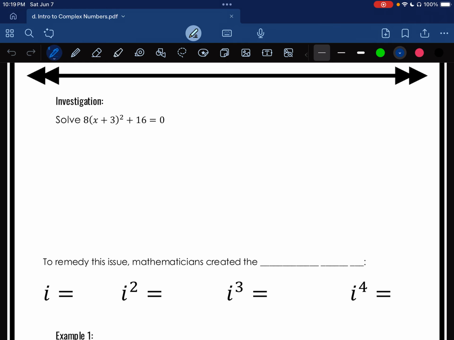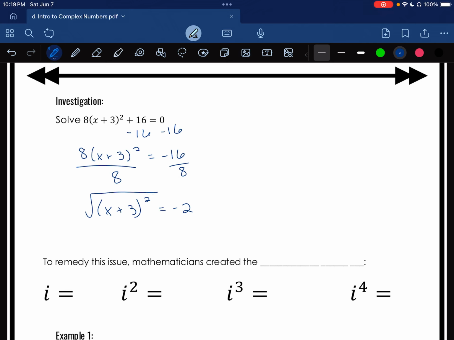All right, so let's go ahead and subtract 16 from both sides. So we've got 8 times (x + 3) squared equals negative 16. Let's divide everything by 8, and we'll get (x + 3) squared equals negative 2. And I'm going to square root both sides. Get x + 3 is equal to plus or minus the radical of negative 2?